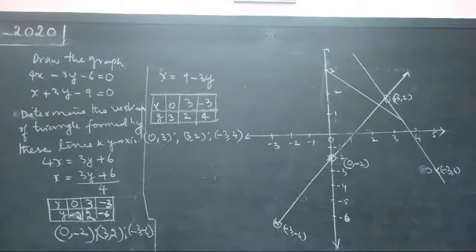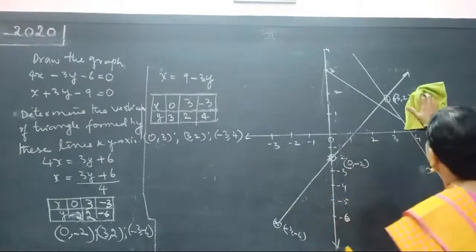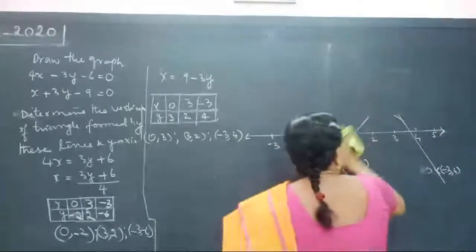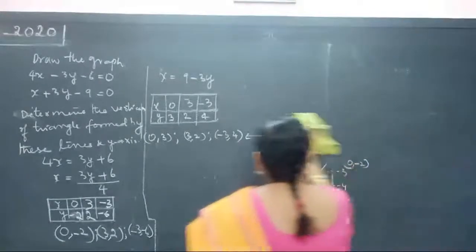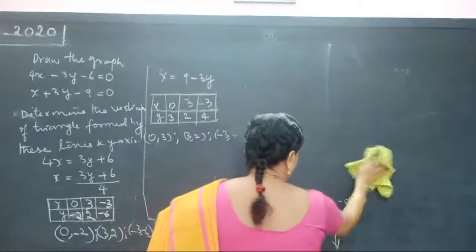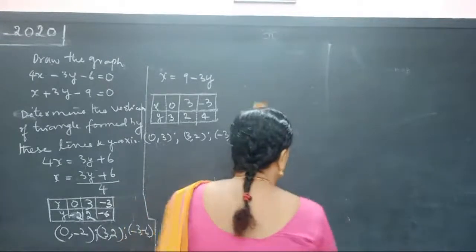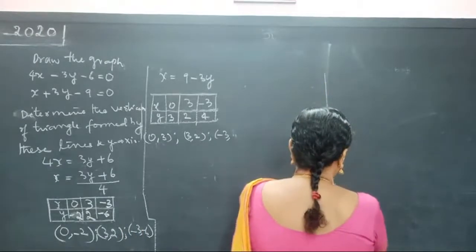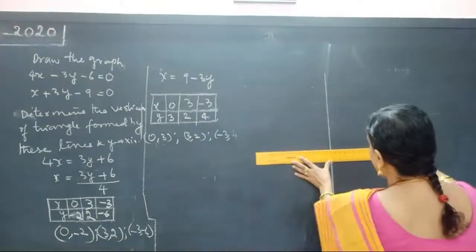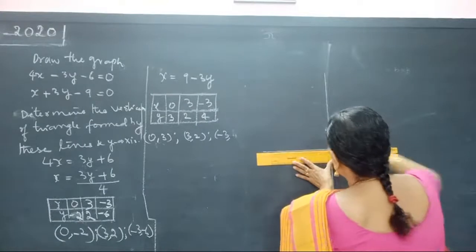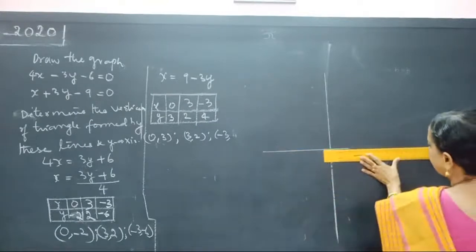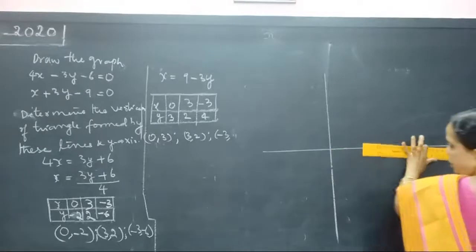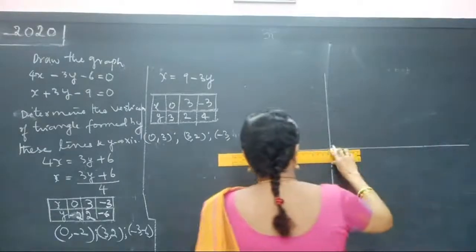Because we require the point of intersection of these lines with the y-axis. Since I have not taken the proper division, I will do it again. In your graph book, you will get the exact point of intersection. Don't worry.